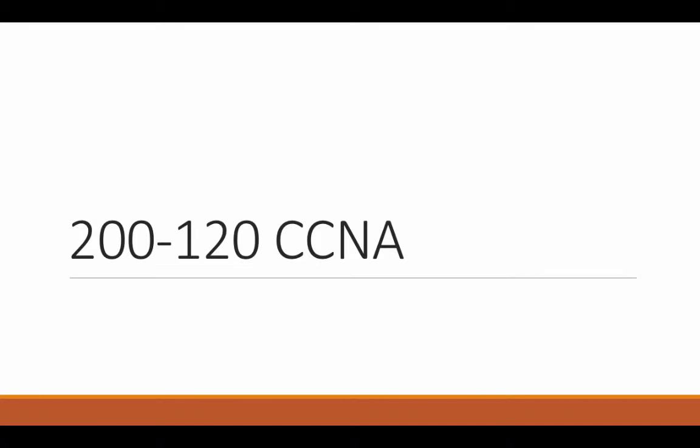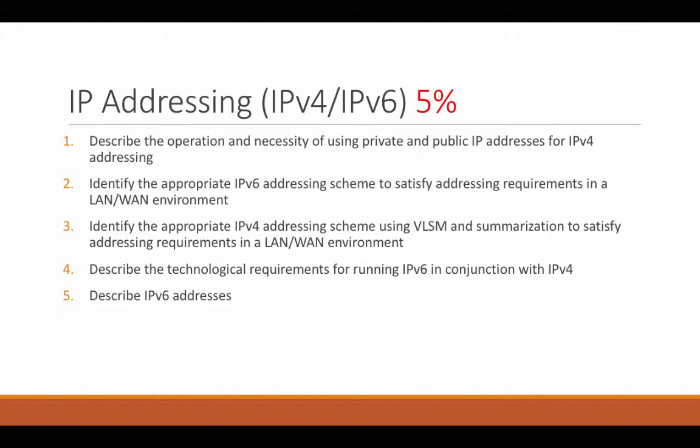We're going to be having a look at IP addressing. We're going to have a look at describing the operation and necessity of using private and public IP addresses for IPv4. Identify the appropriate IPv6 addressing scheme to satisfy addressing requirements in a LAN or WAN environment. And identify the appropriate IPv4 scheme using VLSM and summarization to satisfy addressing requirements in a LAN and WAN, and describe the technology requirements for running IPv6 in conjunction with IPv4.